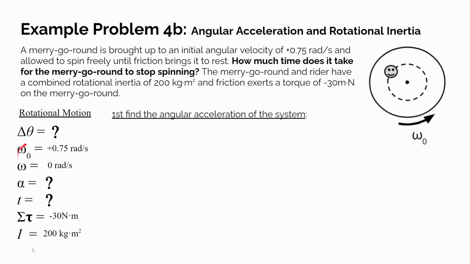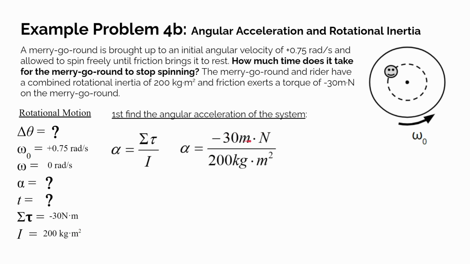So let's first start by finding the angular acceleration of the system. The initial angular velocity and the final angular velocity are not enough to figure out how much time it takes to go from one angular velocity to the other. So let's find out what the angular acceleration is first. Let's use the equation we just developed in lab. Angular acceleration is equal to the sum of the torques over the rotational inertia. And we have both of those values.